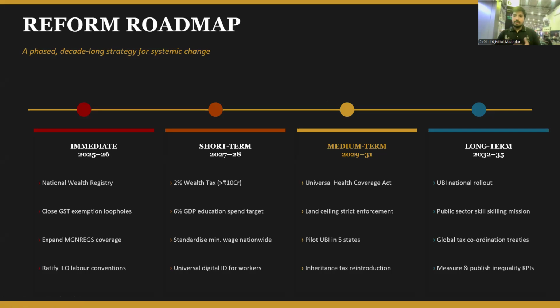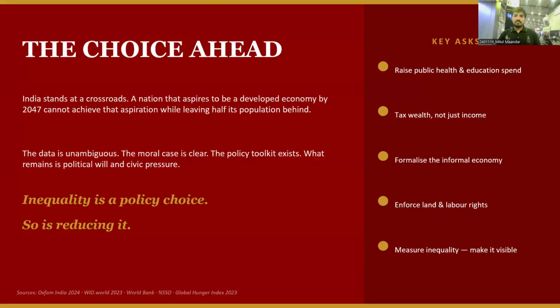In the midterm, we can pilot a universal basic income in 5 states and see the performance. Last is the long-term global tax coordination treaty measures. The choice ahead: yes, inequality is still a policy choice, and so is literacy. Thank you, everyone.